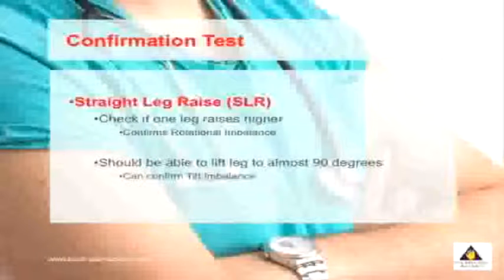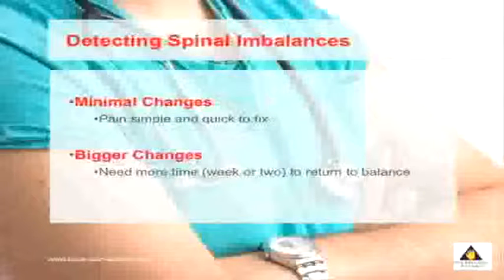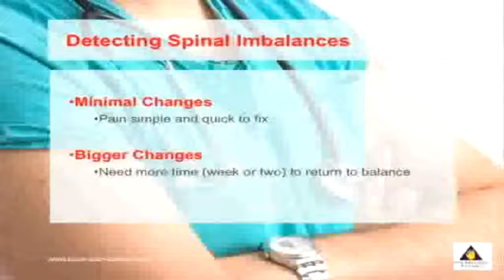Secondly, people should be able to lift their leg up to almost 90 degrees. Now, if you find that you can't lift your leg up to 90 degrees, and if both your legs are similar, then you may have those tilt type imbalances. But these two simple tests indicate that there are imbalances in your spine. Now, the greater the change, the more the imbalance.